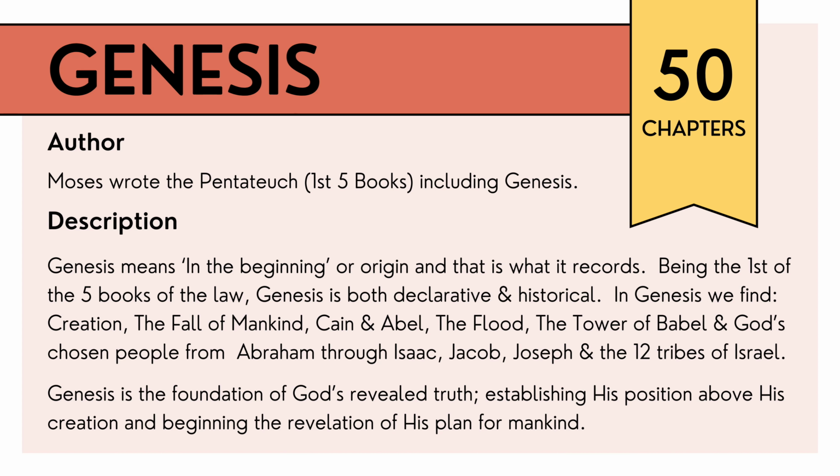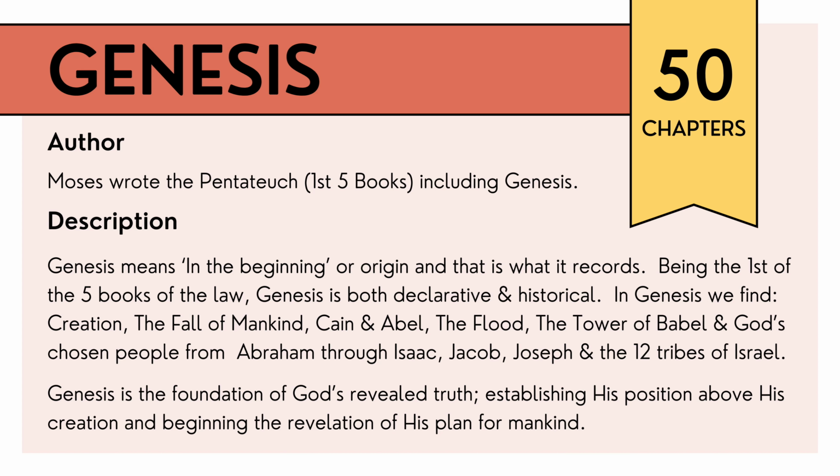No plant of the field was yet in the earth, and no herb of the field had yet sprung up, for Yahweh God had not caused it to rain on the earth. There was not a man to till the ground, but a mist went up from the earth and watered the whole surface of the ground. Yahweh God formed man from the dust of the ground, and breathed into his nostrils the breath of life, and man became a living soul.